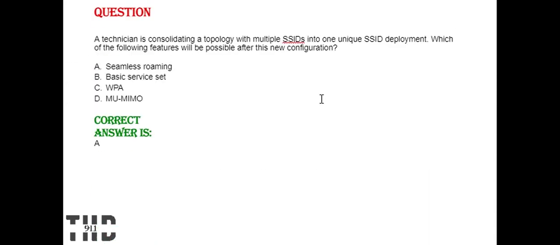The technician is consolidating a topology with multiple SSIDs into one unique SSID deployment. Which of the following features will be possible after this new configuration? Option A, seamless roaming. Option B, basic service set. Option C, WPA. Option D, MU-MIMO. The correct answer is option A.